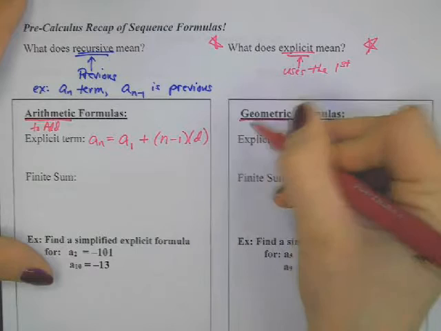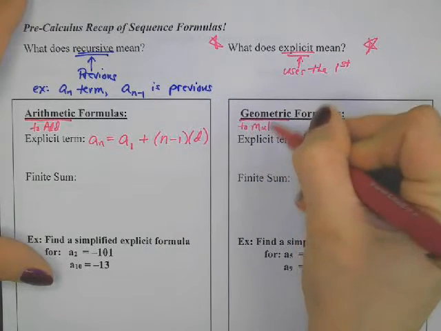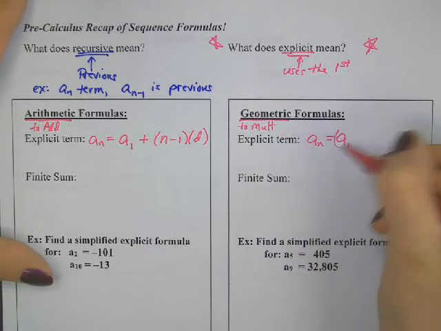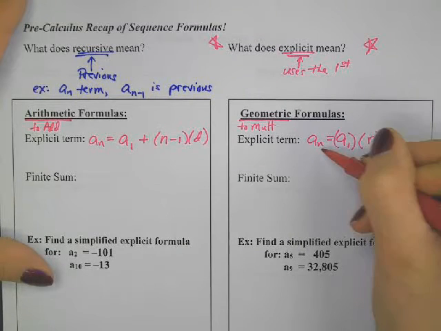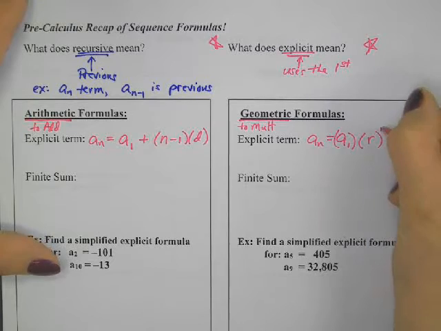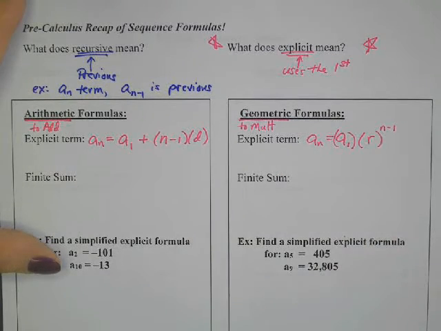Now when I say geometric, you say to multiply. Okay, you betcha. I'm going to take a1 and I'm going to multiply by some r's. How many r's to get all the way to number n? To the power of n minus 1.